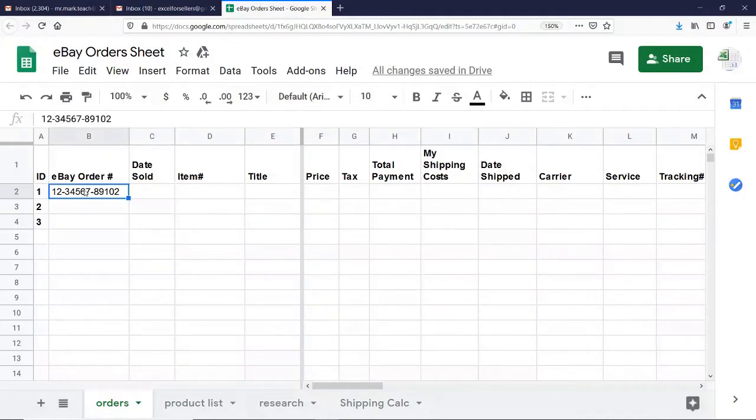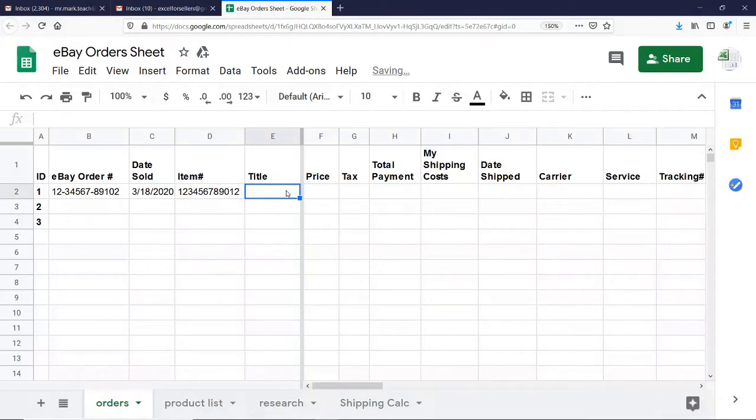First of all, the main thing is the eBay order number, which actually identifies the order. Then the date that the order was actually sold. So for instance, I'll just type March 18th as the actual date that the order sold. Then we have the item number of the actual item, which is about, I believe, 12 digits. So I'll just make one up.